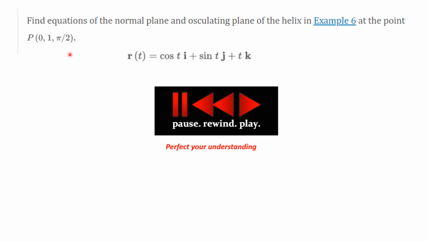Let's apply our learnings then to find equations of the normal plane and oscillating plane of the helix that we talked about before, at the point (0, 1, pi over 2). You know what to do. Let's see how you did.